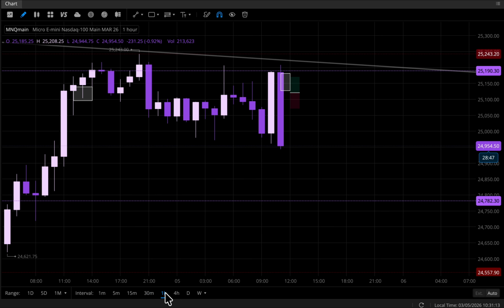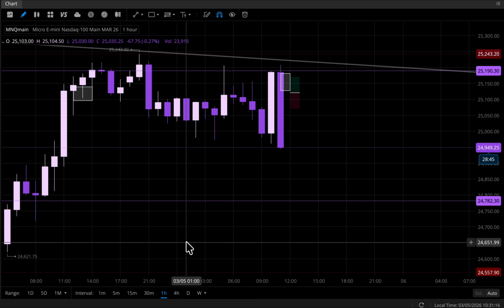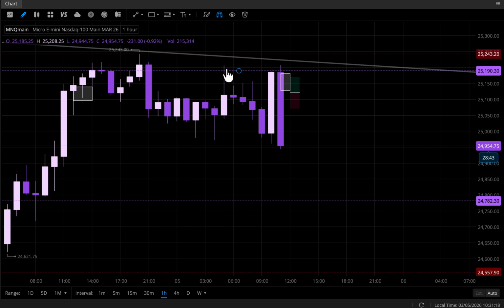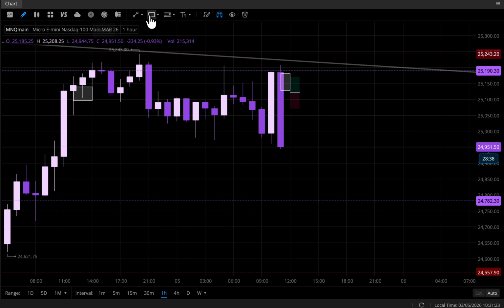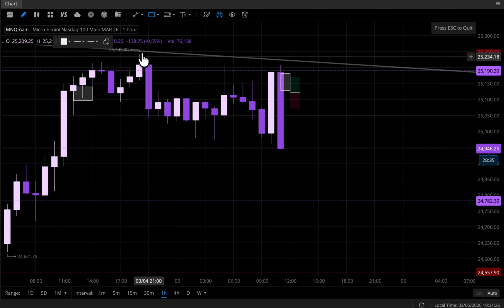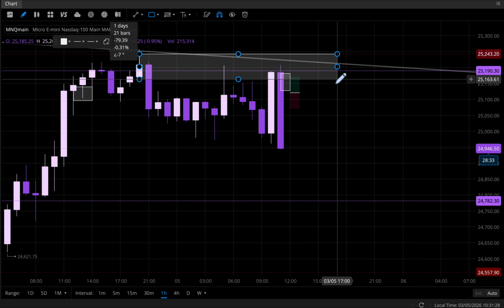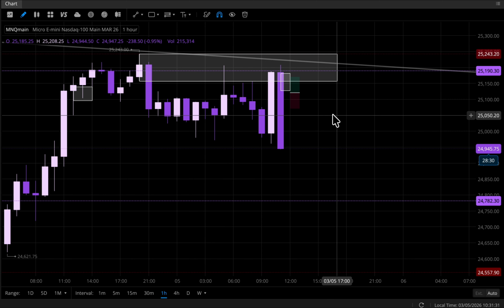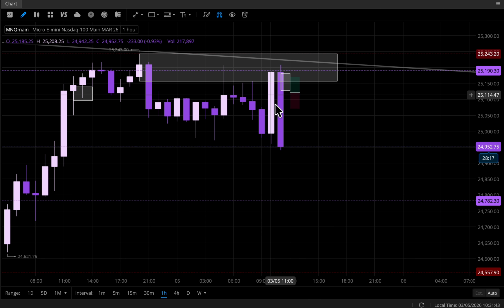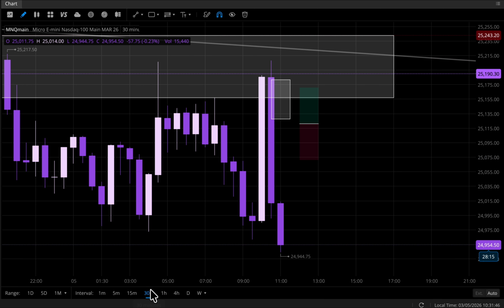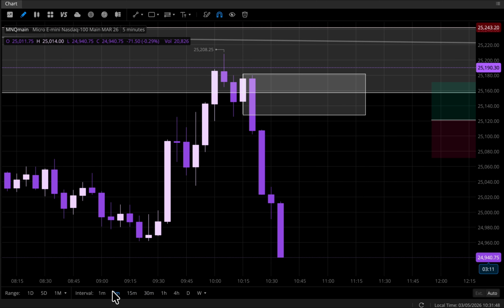Ooh, I wish we would have had an entry. Where could have been our entry? This zone on the 1 hour was beautiful. This was probably it right here. Price never broke this structure. It tapped, and boom. That was beautiful. Look at that.